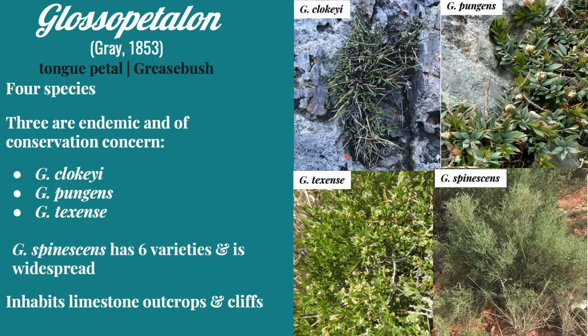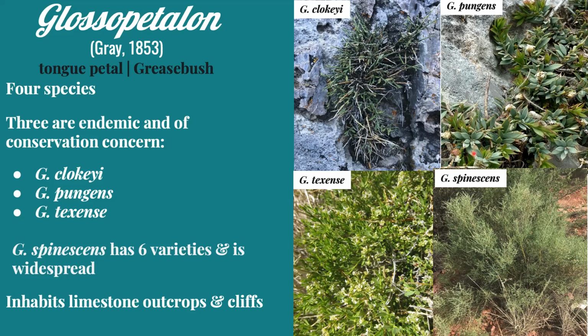So Glossopetalon cochlei is found in Nevada, and then in some mountain ranges in California. Texense is found in Texas, as the epithet hints, and that's along the Uvalde River. And then Glossopetalon pungens is also found in California. So these were really restricted taxa. And the last species in this group is Glossopetalon spinescens, and this is super widespread. And this is the species that you can find here in New Mexico.